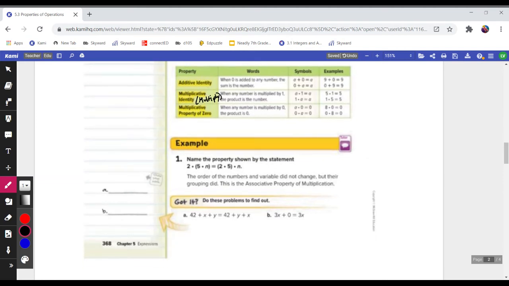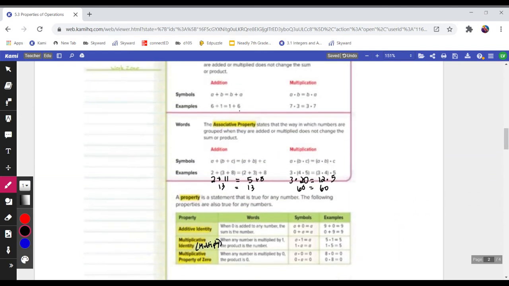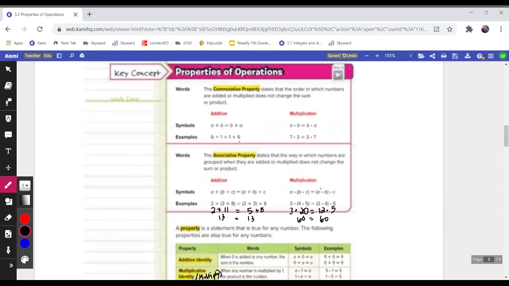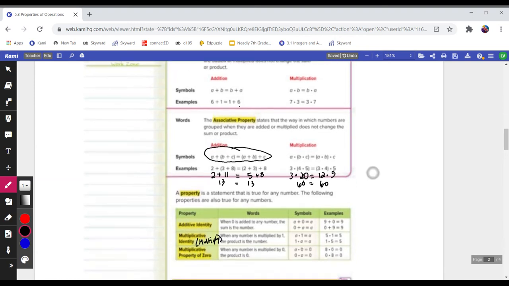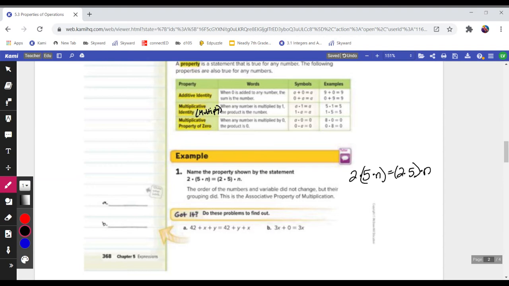So for example, we're going to name the property shown by the statement. So rewriting down what they have, 2 times the quantity 5 times n equals the quantity 2 times 5 times n. So this one is going to be the associative property. And I can go back and look and I see that it matches up with this right here, where we're just changing where the parentheses are. We're not changing any order, we're just changing the parentheses. So this is the associative.